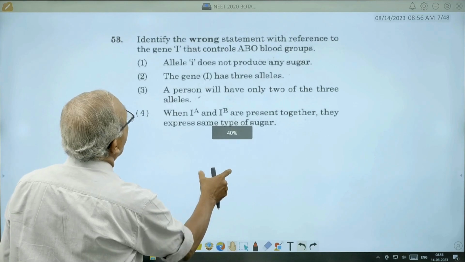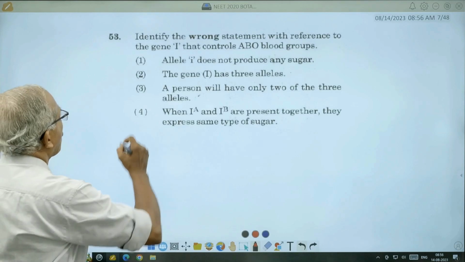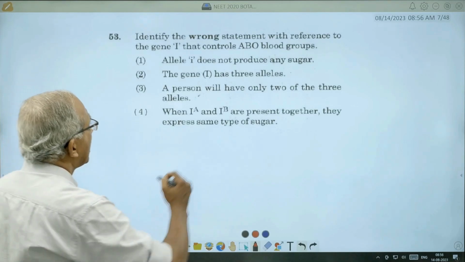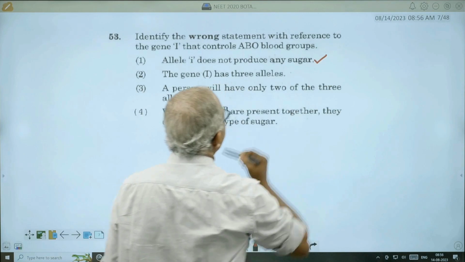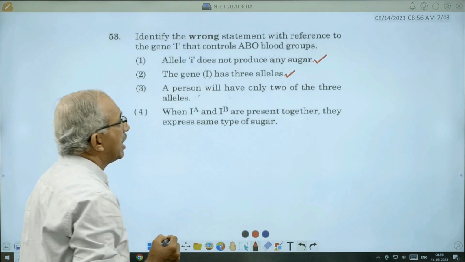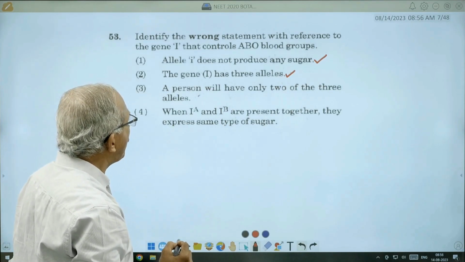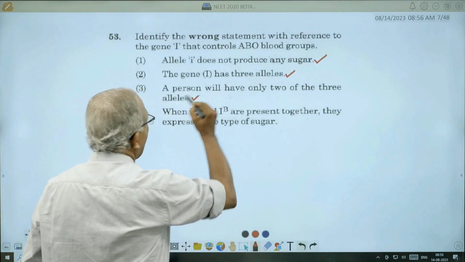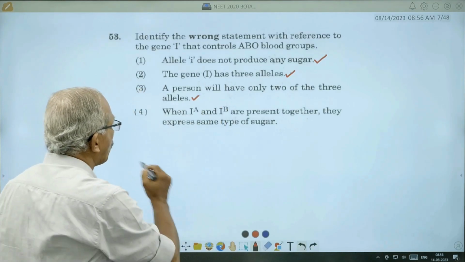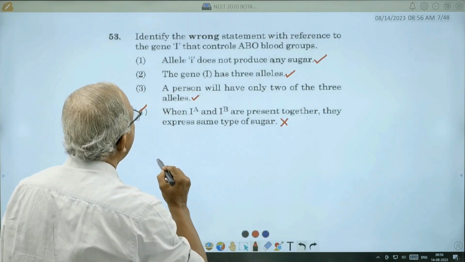Identify the wrong statement with reference to the gene I that controls ABO blood group. So the first statement, the allele I does not produce any sugar, correct? The gene I has three alleles, correct? IA, IB, and i. A person will have only two of the three alleles, correct? But the fourth statement is wrong. So the answer is the fourth.